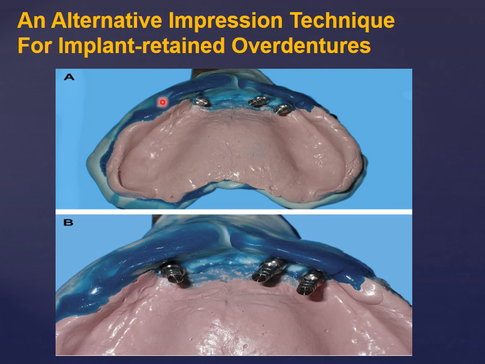and after that, selection of a stock tray that is fully seated over the special tray, and using a light elastic impression material to take the final impression for the implant area, and removed from the patient's mouth as one piece, and then putting the analogs over the impression post.